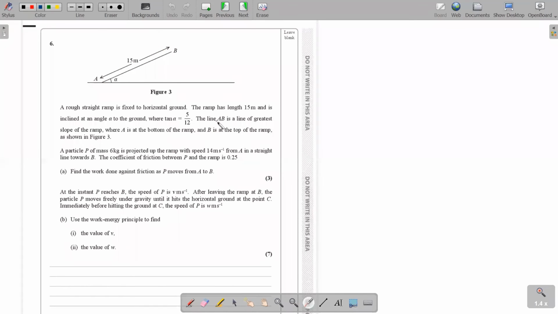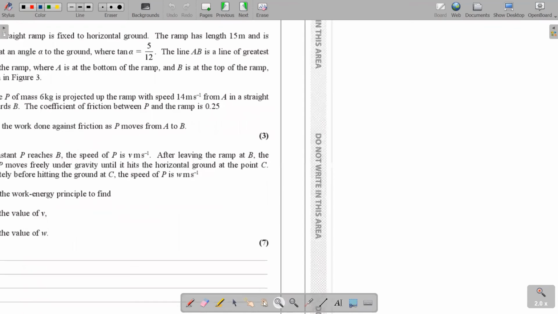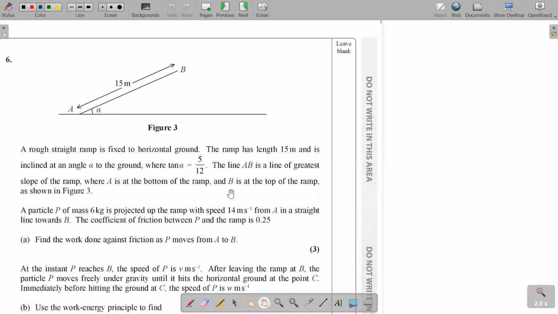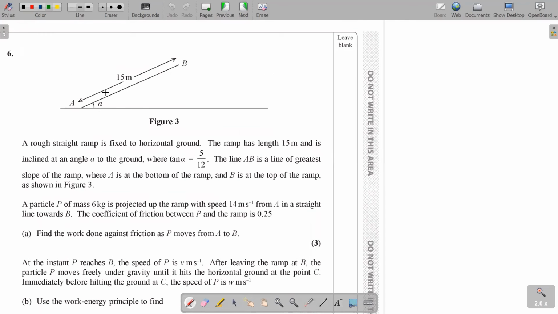The coefficient of friction between P and the ramp is 0.25. Find the work done against friction as P moves from A to B. So when the particle moves from A to B, what's the work done against friction? Basically your particle is moving up, right? So when your particle is moving up, the friction is acting downwards. So what is the work done against friction?